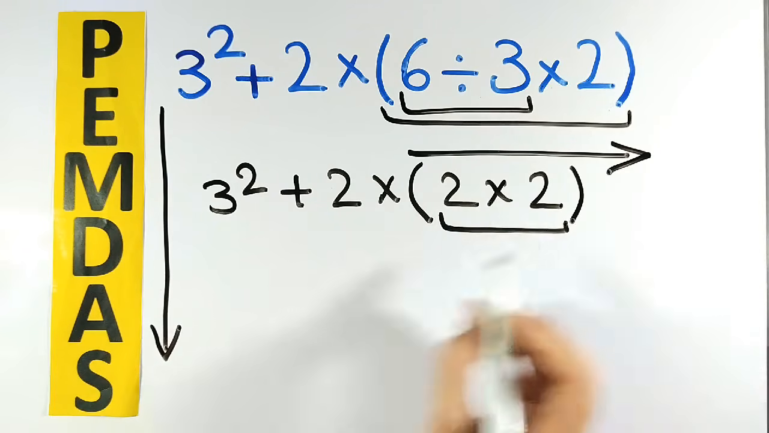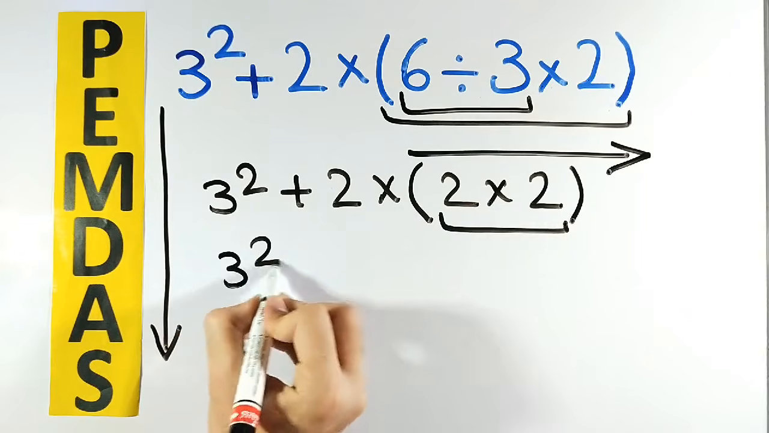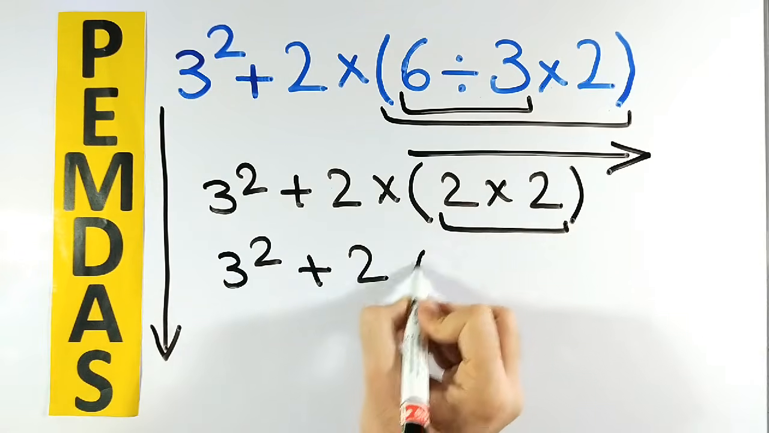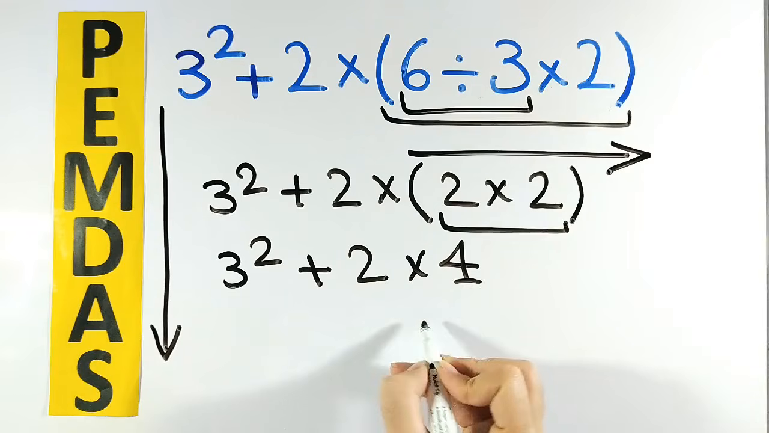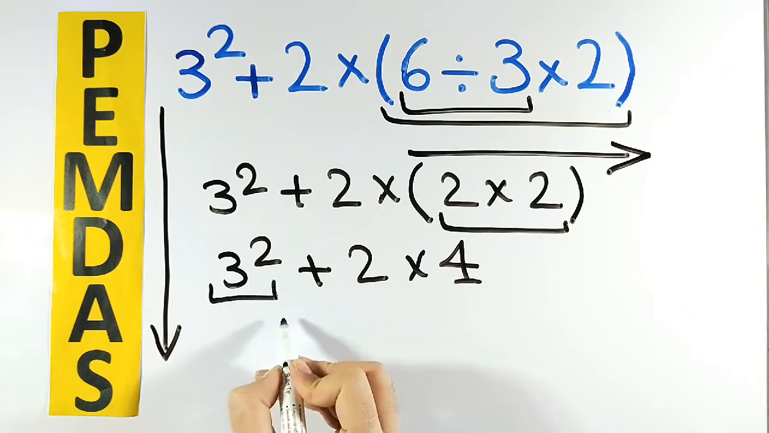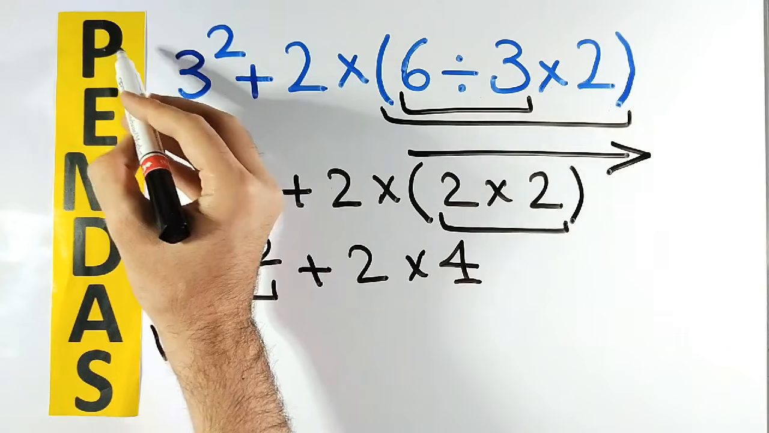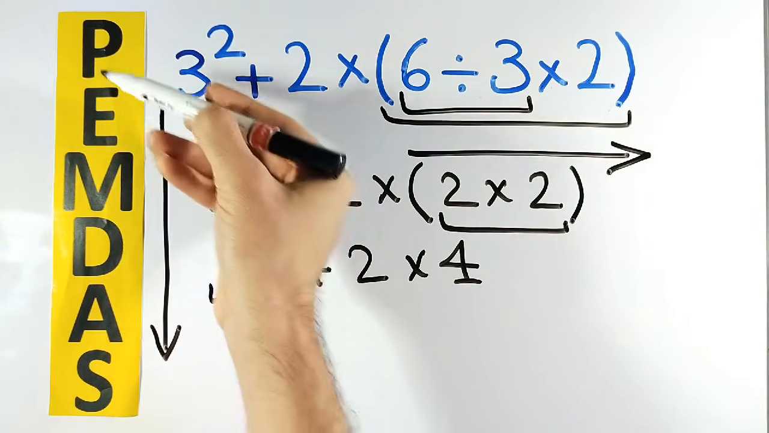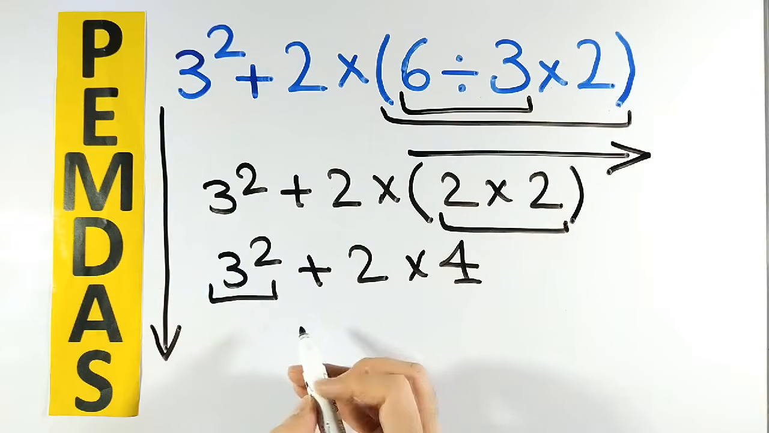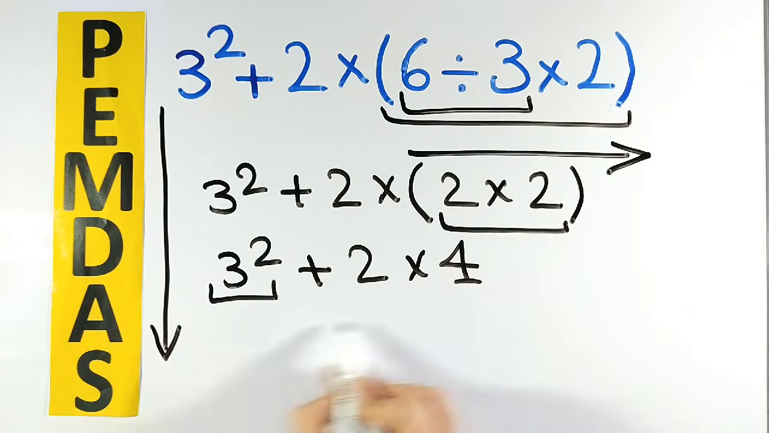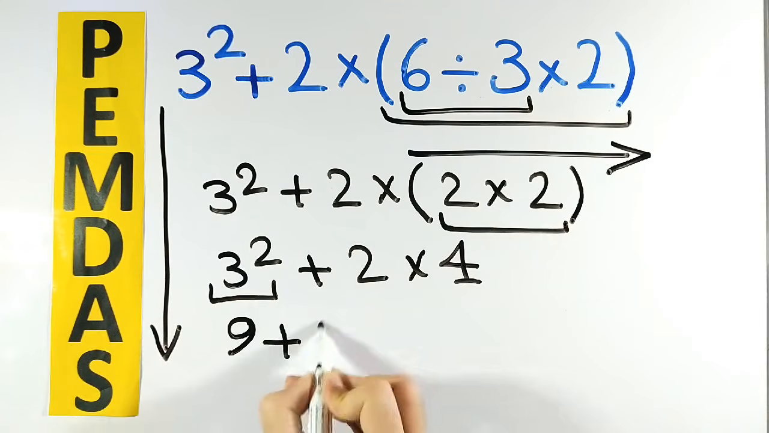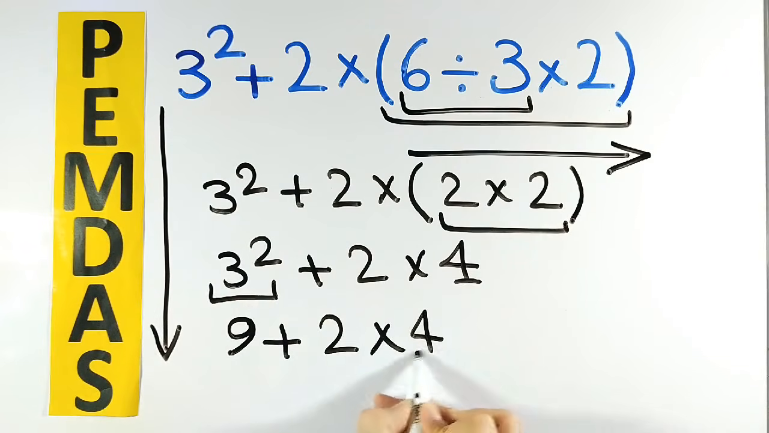And instead of this expression, we can write 3 squared plus 2 multiplied by 4. Then we go for the exponent, because in the PEMDAS rule, after parentheses, exponent has higher priority than the other operations. So we rewrite this expression as 9 plus 2 multiplied by 4.